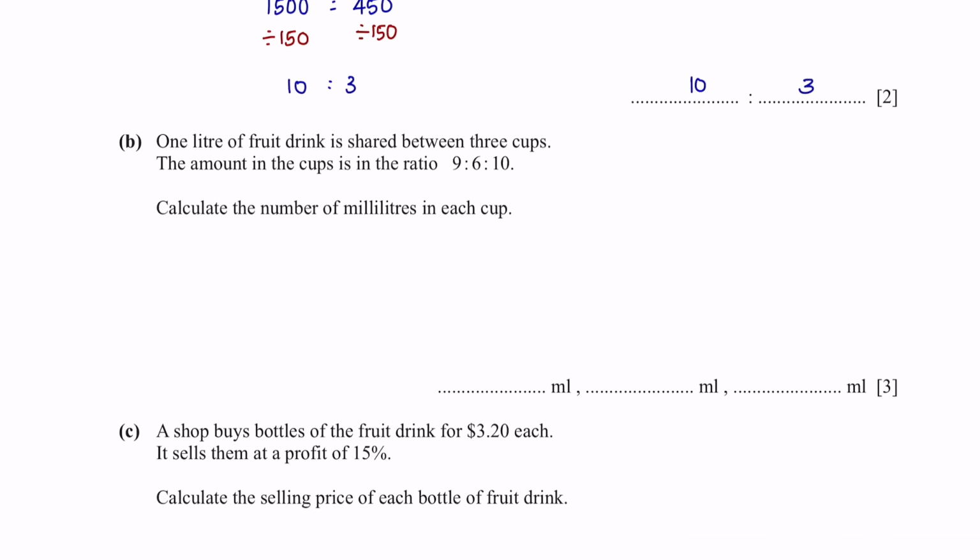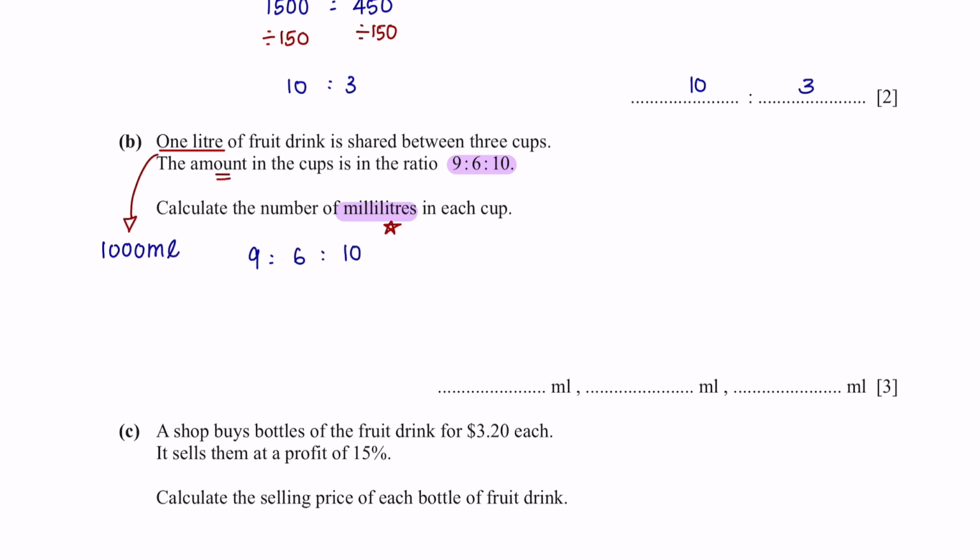Next, question B. 1 liter of fruit drink is shared between 3 cups. The amount in the cups is in the ratio 9 to 6 to 10. Calculate the number of milliliters in each cup. The volume given is in liters and we are asked to calculate in milliliters. So the first thing we're going to do is unit conversion. 1 liter is equivalent to 1000 milliliters.